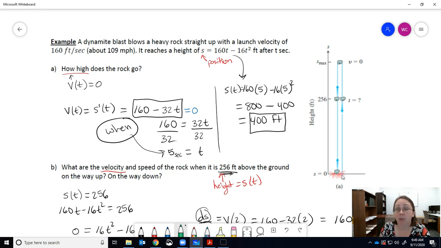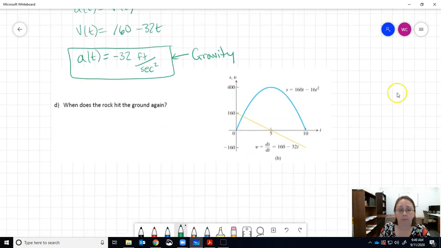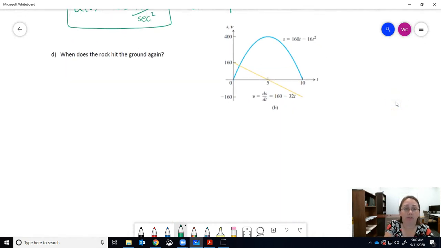When it hits the ground, we know what the position is. The position is back to 0. So we're going to take our position function, set that equal to 0, and that will allow us to find out when the rock hits the ground again. So S of t is 160t minus 16t squared. We want to know when this hits the ground, when it's equal to 0. If we solve this equation, we're going to find it.